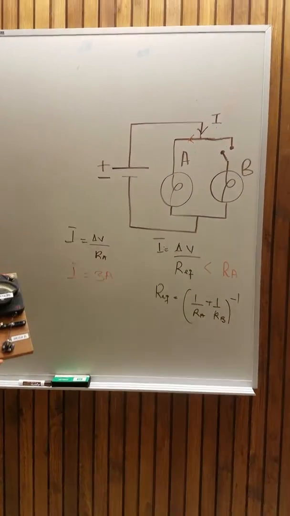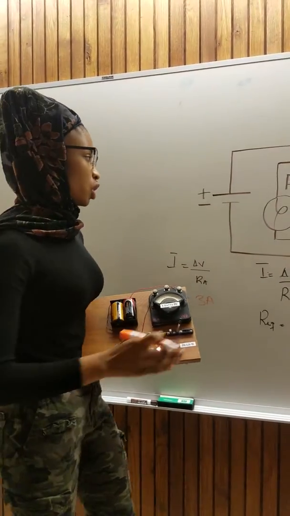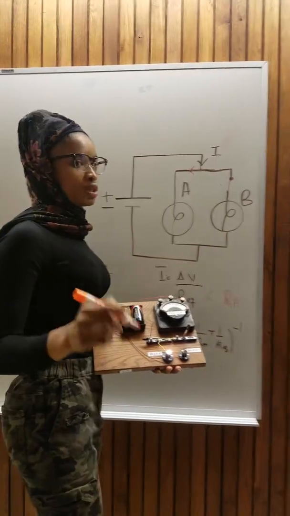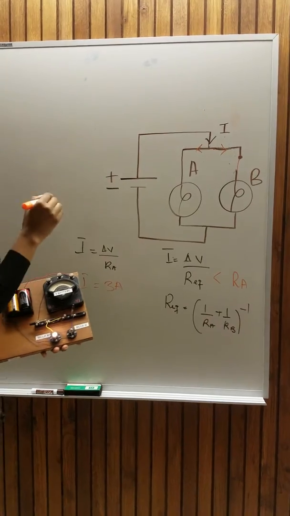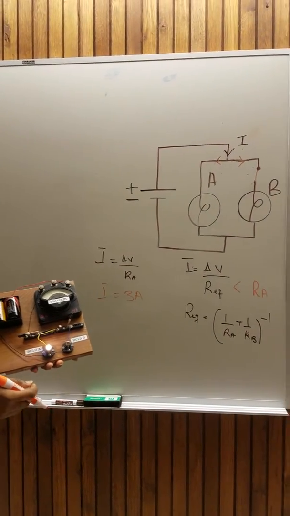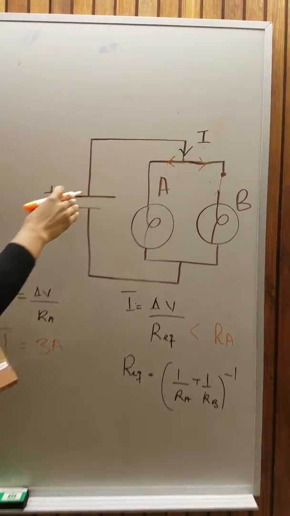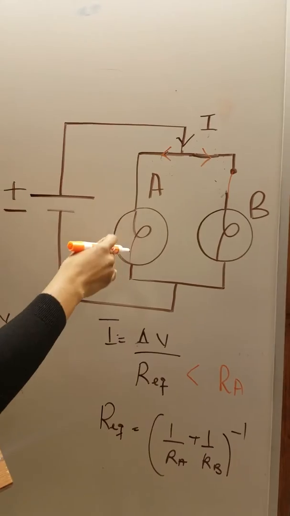Now we want to know what happens if bulb B is closed. So let's close our circuit, and the moment we close the circuit, current starts to flow through. How would the brightness of A and B be? If you look at the circuit, when the current starts to flow from the terminals of the battery, it splits to pass through bulb A and bulb B.